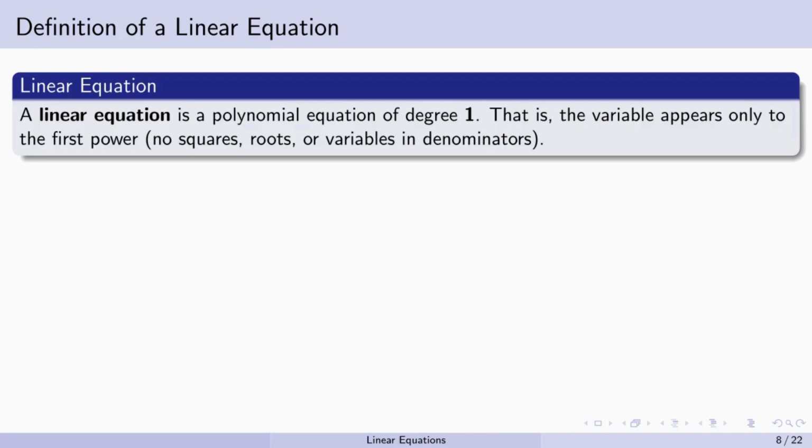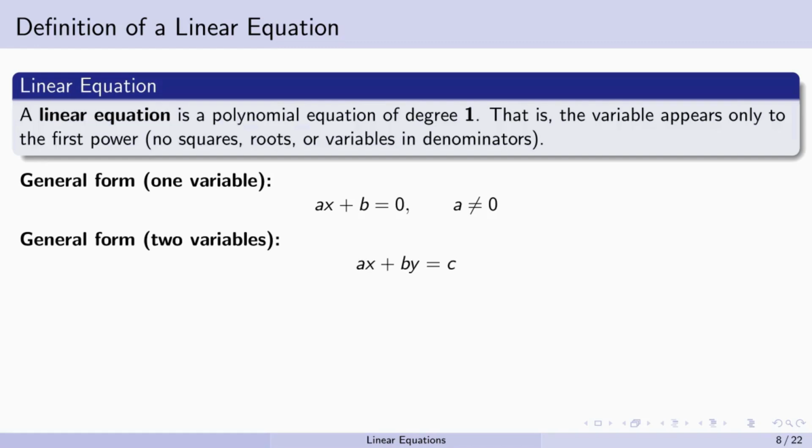A linear equation is a polynomial equation of degree 1. The variable shows up only to the first power. Again, no squares, no roots, no variable stuck in a denominator. In one variable, the general form is ax plus b equals 0, where a can't be 0, because if a were 0, the x would vanish and it would not be an equation with a variable anymore.